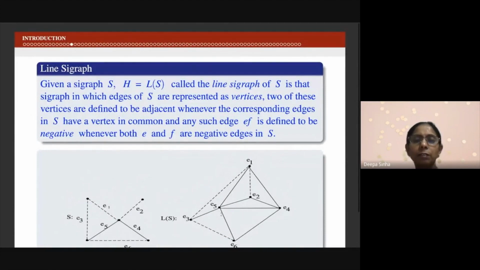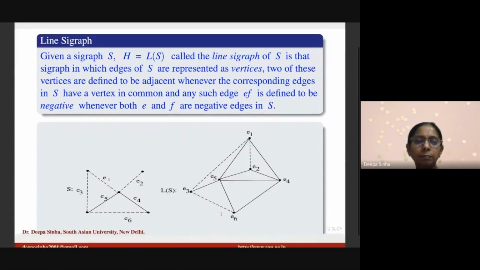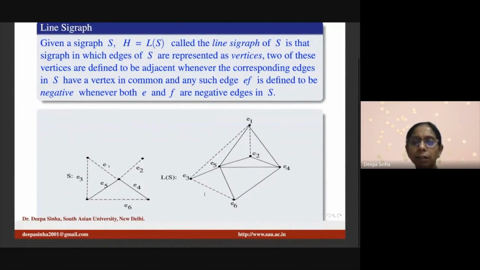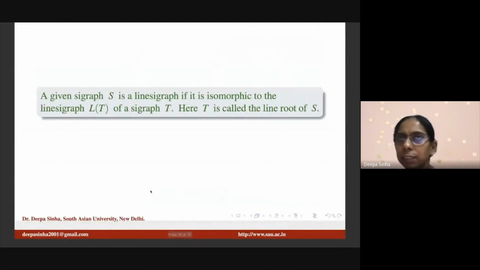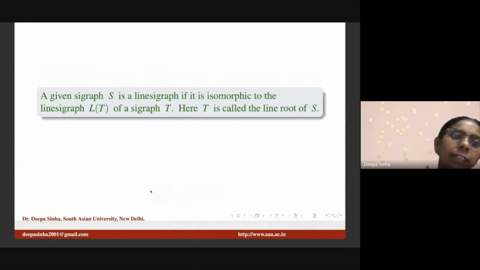So there is only one negative section over here, and here also there is only one negative section. You can go from here negative, negative, and negative. So basically it is an all negative subgraph, and those will be called negative sections.